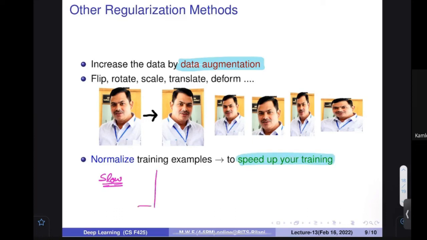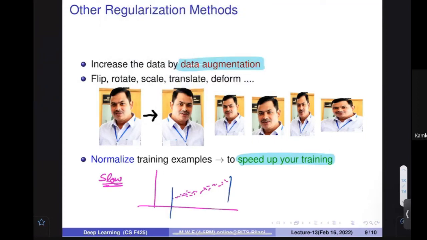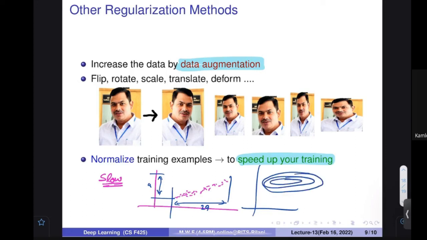Let's assume that only two classes are there, and let's assume the data is like this. If I closely analyze this data, you can see that on one side this data has this much variance, and on another side it has only this much variance. If this variance is, say, A, this variance may be 2A, a higher variance on the other side. So if you try to draw the loss contours with respect to this kind of data, it would be something like this.